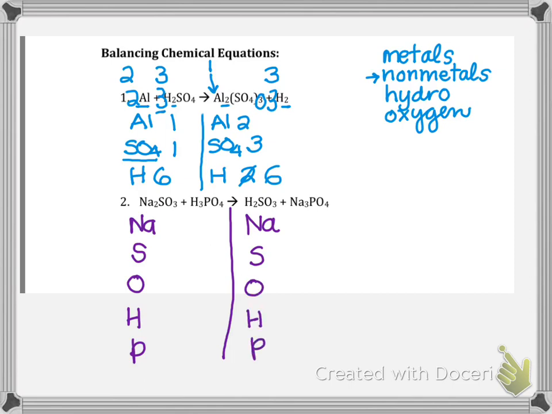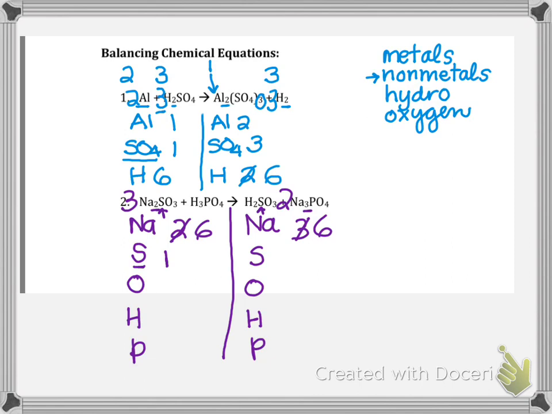So I'll start with my metals. Okay, I have 2 sodiums here, and 3 here. So 6 is the first number those have in common, so I'd put a 3 in front of that and a 2 in front of that. Then I'll do the non-metals, so I'll do sulfur. So I have 1 sulfur here and 1 sulfur here.